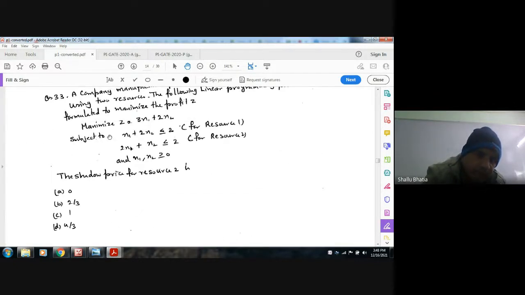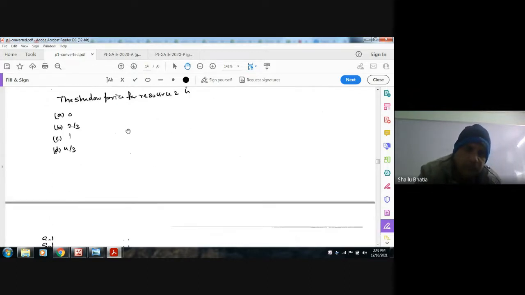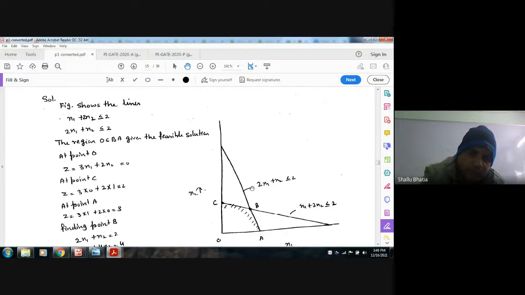These are the given constraints and we have to maximize this and find the maximum value. Now drawing 2x1 + x2: by putting x2 equal to 0, we have x1 as 1, and by putting x1 equal to 0, we have x2 as 2. This is the line. Similarly, by putting x1 equal to 0, we have x2 as 1, and x2 equal to 0, we have x1 as 2. So this is the intersecting point, and this is the required feasible region.